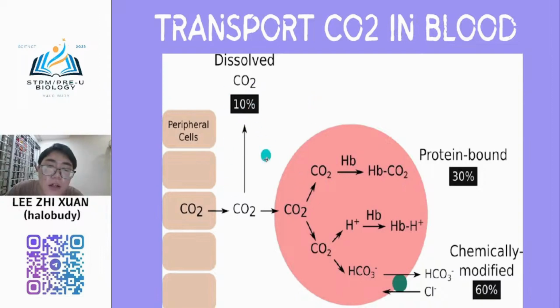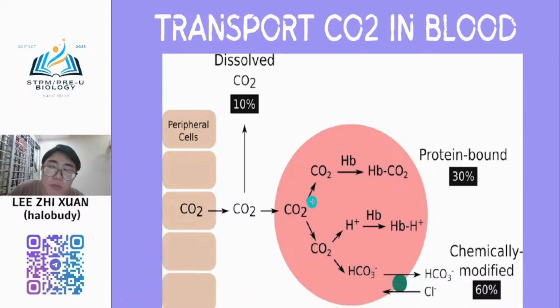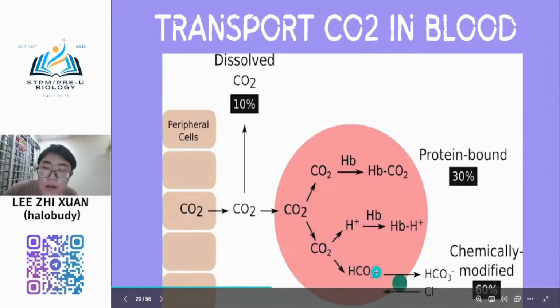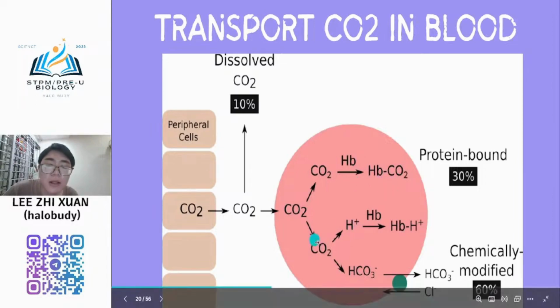After that, the other pathway is that it diffuses into the erythrocyte. When it enters the erythrocyte, there are two pathways: either it directly reacts with hemoglobin to form carbaminohemoglobin, or it undergoes a chemical reaction to form bicarbonate ion.